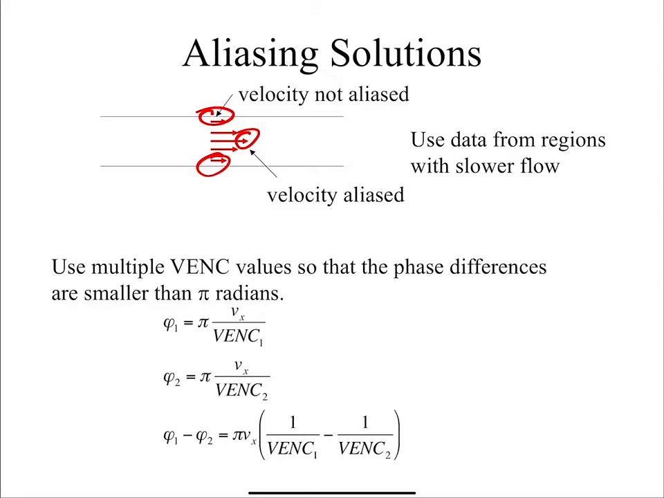But there are two approaches. One is, let's say you get something that doesn't look reasonable, then the technician, if they're savvy, will maybe just acquire another scan with a higher vanc. The other thing you could do is acquire at different vancs, and then if you take the difference, you can also sort of solve for what it should be. But the bottom line is you have to acquire more data. Okay? Yeah, a question.